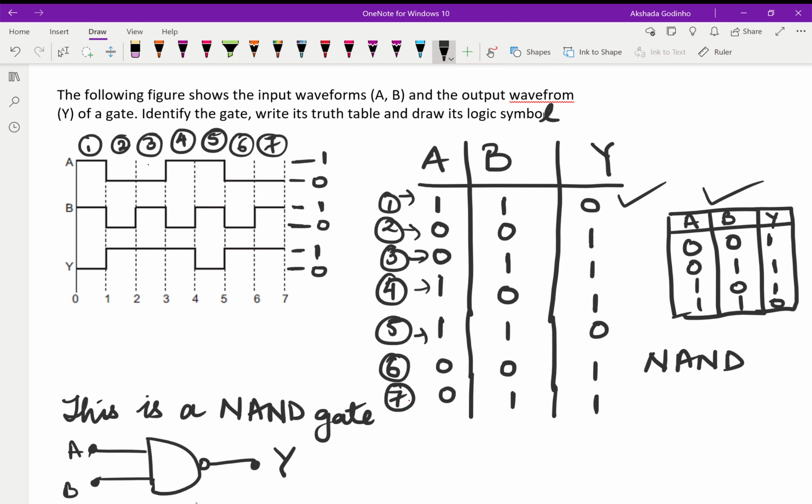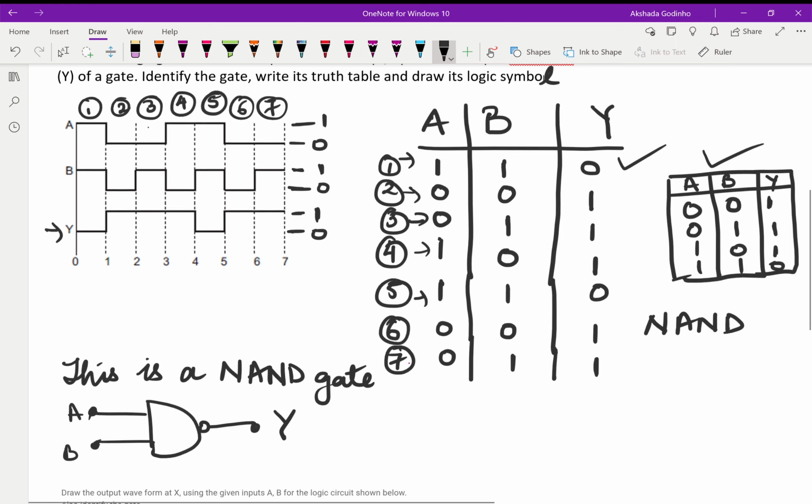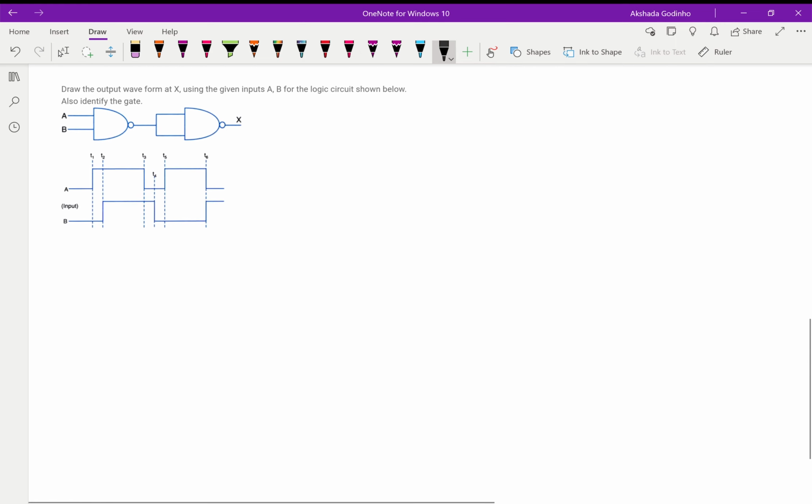Now remember, if this is shown as Y, you will write this as Y, to be more precise. So this is how you're going to solve a problem that is given to you. We have identified the gate, we have written the truth table, we have drawn the logic symbol. I hope this is easy. We will take one more problem. We'll take this one.